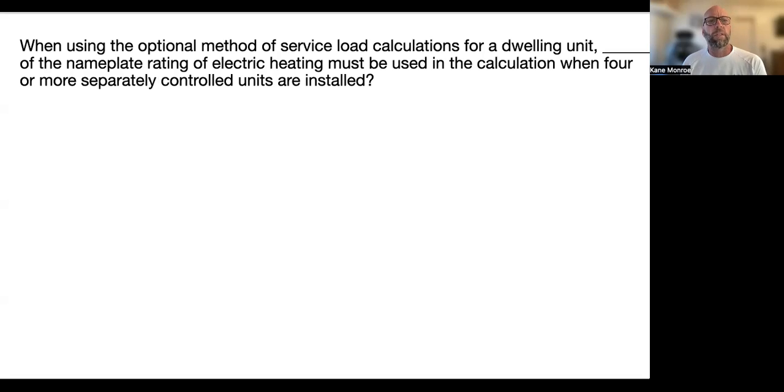All right, next one. When using the optional method for service load calculations for a dwelling unit, blank of the nameplate rating of electric heating must be used in calculations when four or more separately controlled units are installed. So that's back in the optional method, guys. And it's 40% in 220.82(C)(5). I believe that's it, but I'm not even going to tell you. That's past the standard section. You go back and then they show you what's required in the optional method.